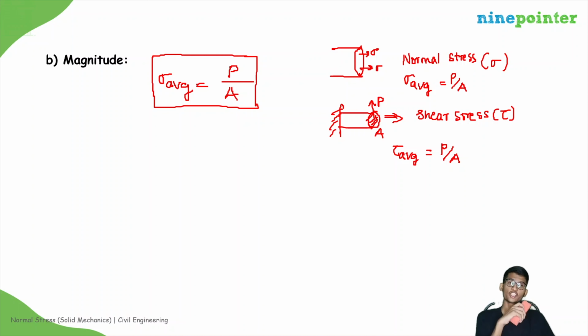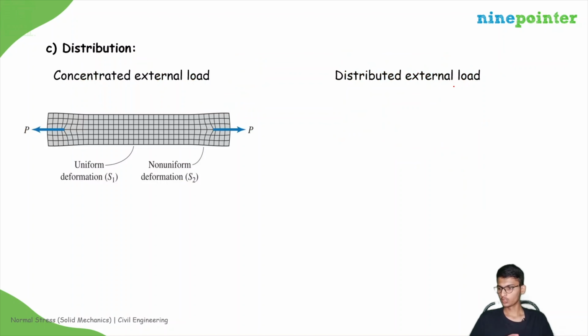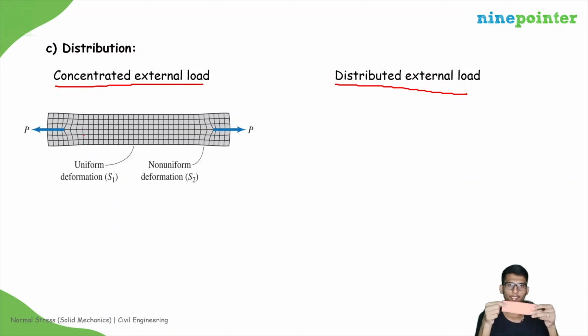But there will be variation of normal stress in this cross section, right? And similarly, there will be variation of the shear stress in this cross section. So let us understand the distribution of the normal stress over a cross section. See, there can be two types of loads. One is concentrated external load, another is distributed external load. If you see this diagram, here it is concentrated, meaning it is applied at a point, right?